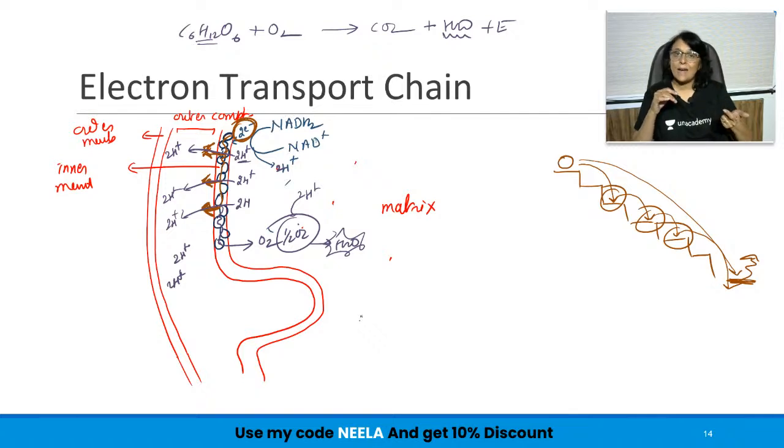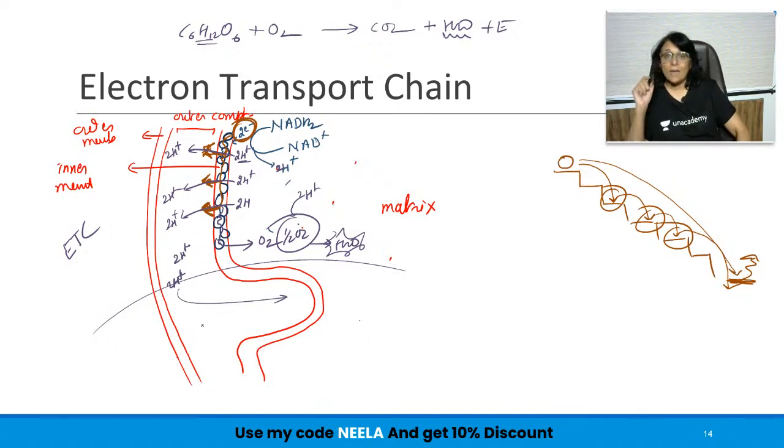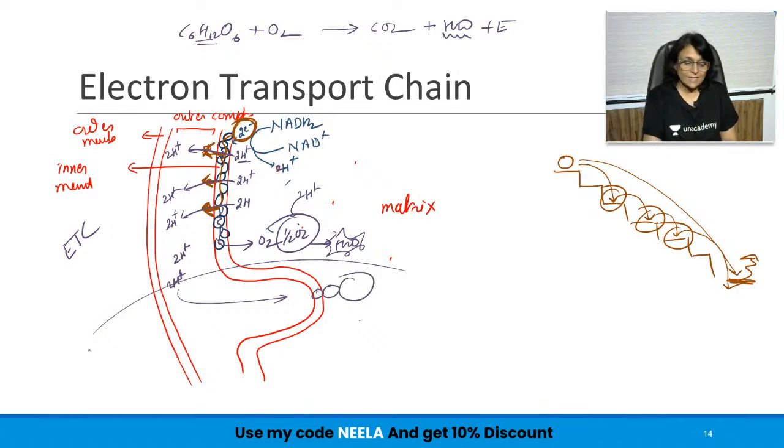This is concentration gradient. See, higher energy, lower energy, this is energy gradient. Higher concentration, lower concentration, this is a concentration gradient. Gradient is the difference between the highest and the lowest levels. Now, this part is the electron transport chain. And if you talk about the protons coming back into the matrix through F0, F1 particles, then that step is oxidative phosphorylation.